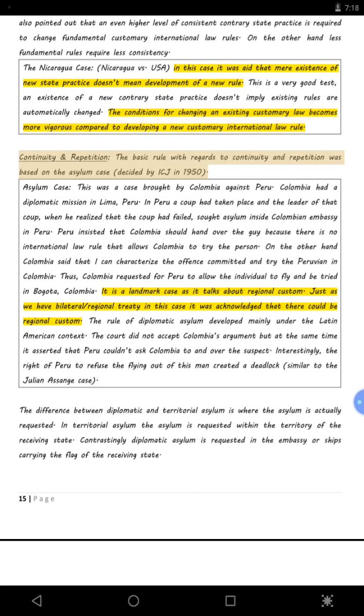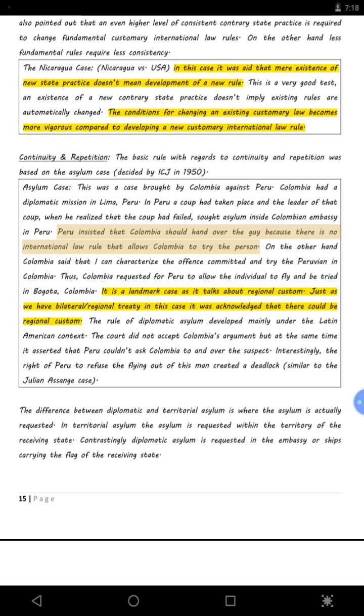Continuity and repetition. The basic rule with regards to continuity and repetition was based on the Asylum case decided by the ICJ in 1950. This was a case brought by Colombia against Peru. Colombia had a diplomatic mission in Lima, Peru. In Peru, a coup had taken place, and the leader of that coup, when he realized that the coup had failed, sought asylum inside the Colombian embassy in Peru.